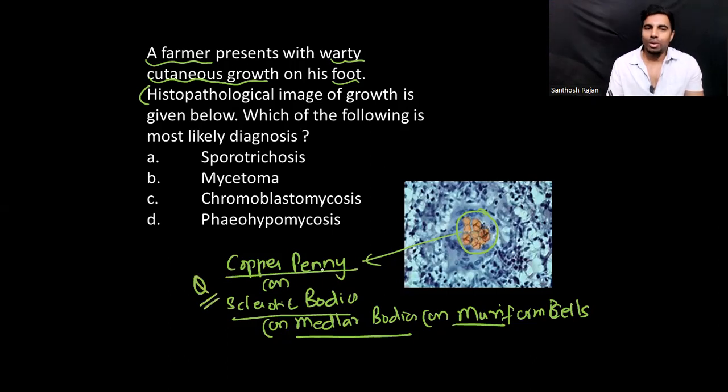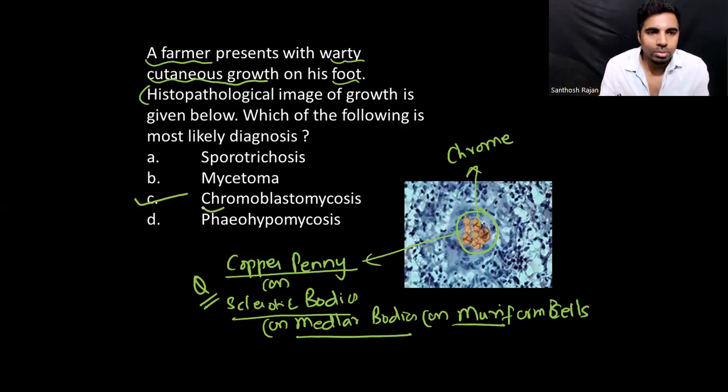So these are characteristic for what? How does it look? It looks like a metal. Chrome is a metal. So it looks like chrome, sclerotic, medlar. So that is chromoblastomycosis. Okay, chromoblastomycosis. Very, very simple. It looks like chrome, so chromoblastomycosis. And remember, chromoblastomycosis is not a dimorphic fungus.